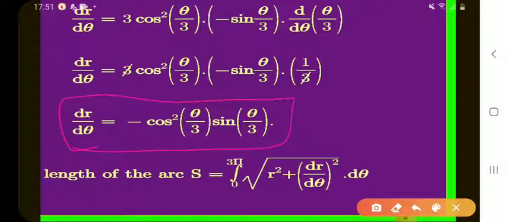Okay, we have the limit values and the derivative also. So I write the formula for the length of arc of the given equation in polar form. What is the formula here? S equals the integral from theta 1 to theta 2 of root r square plus dr by d theta whole square d theta.